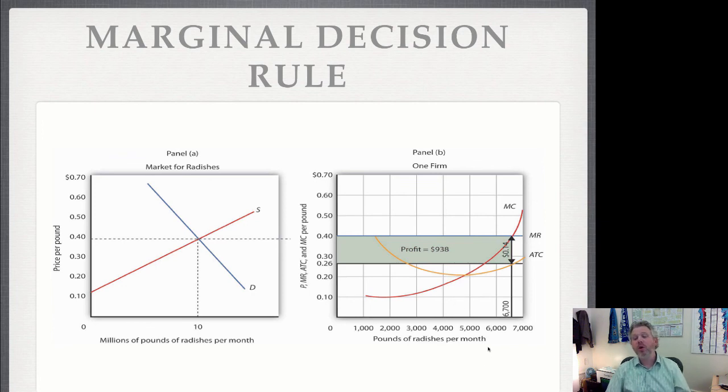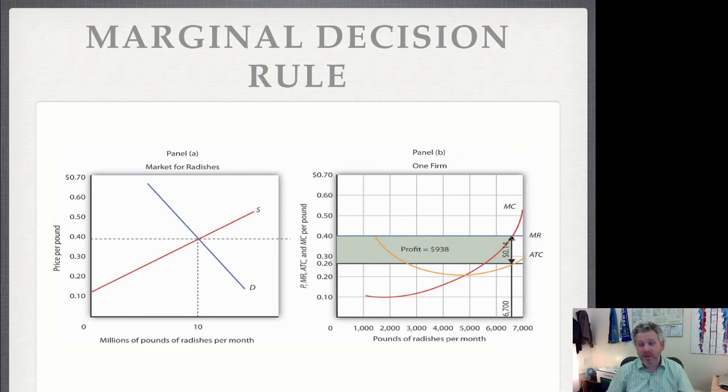So where should this firm produce? The firm should produce where marginal revenue equals marginal cost. That is this intersection right here at 6,700. Why does that maximize profit? Well, in this graph, we can find the profit by looking at this rectangle here. They're going to make a profit of 14 cents. That's the distance between average total cost and marginal revenue. That's how much they make per unit. And then you just add that up across how many units they are producing. So the area of this rectangle is 938.